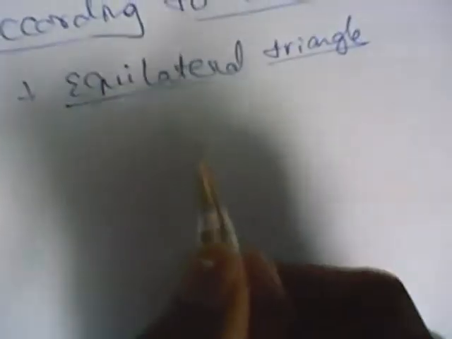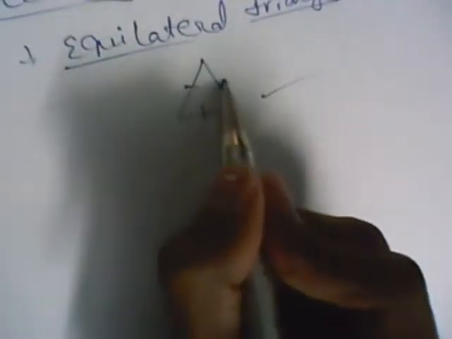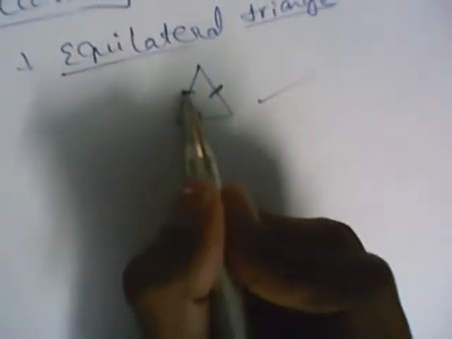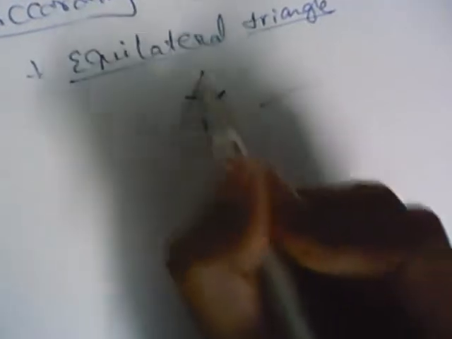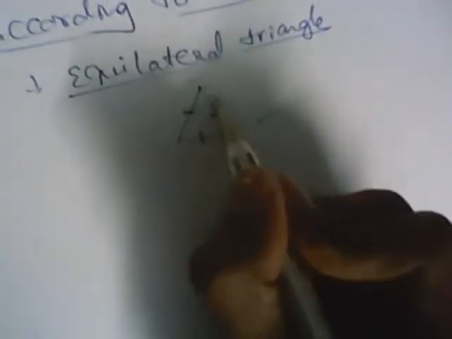How can we define an equilateral triangle? This is an equilateral triangle if all three sides are equal. In a triangle, if all three sides are equal, then the triangle is nothing but an equilateral triangle. It is the indication for equality. Here I put single lines on each side. That means all single lines are equal, so all three sides are equal. This is an equilateral triangle.